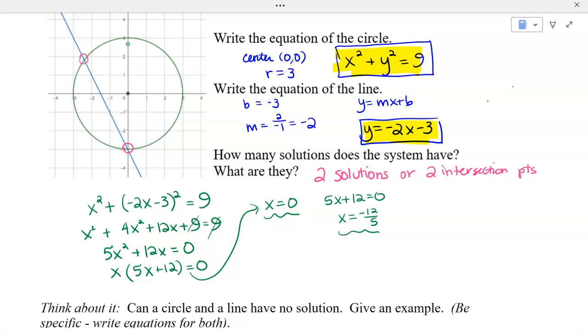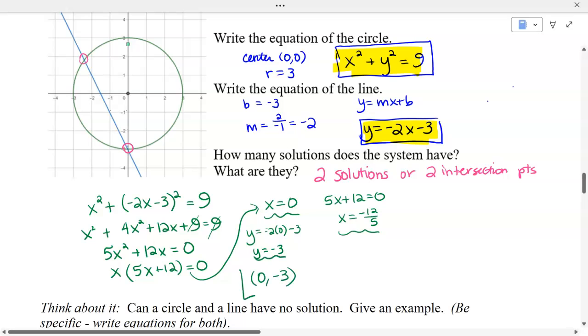So just like we've done before, when I find my x values, now I'm just going to plug them back in. I can plug them back into either of my equations to see if they work. It's probably easier to plug them back into my line, so I'm going to do that. If we plug it back into our line, we have y equals negative 2 times 0 minus 3. This first term is going to end up being 0, so we have y equals negative 3, which gives us that point that we can see on the graph at (0, -3).